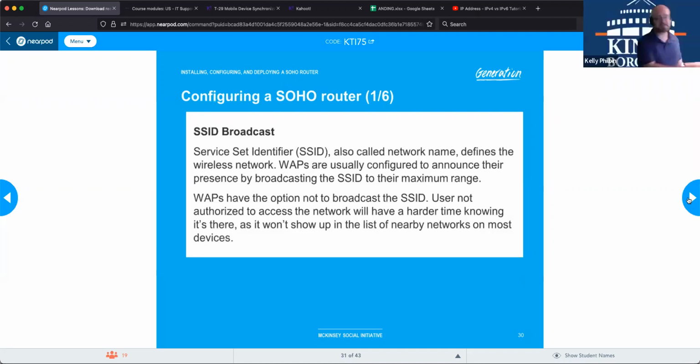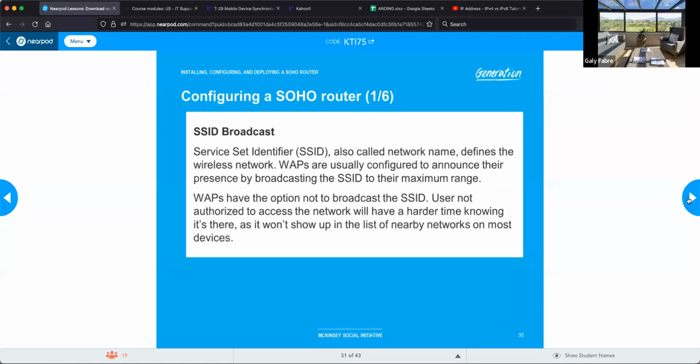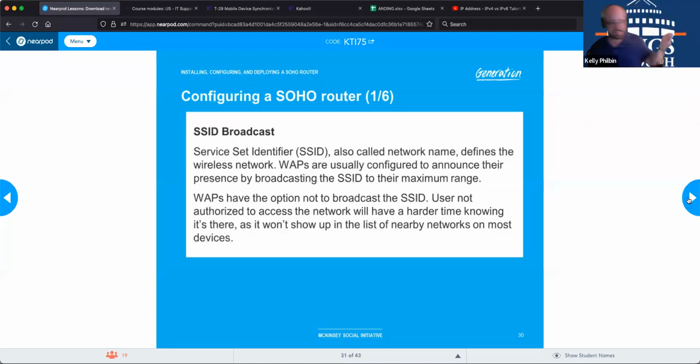Get on a web browser and log into your router, using your default gateway IP address as the web address. Typically from there, you can change your SSID for your wireless, your Wi-Fi. That is called your network name.